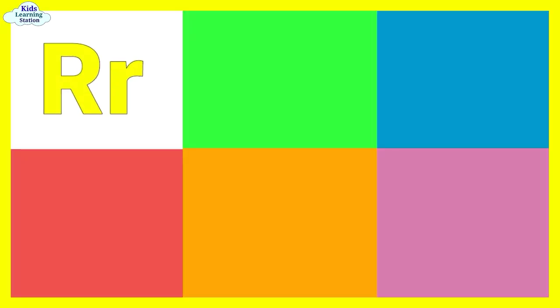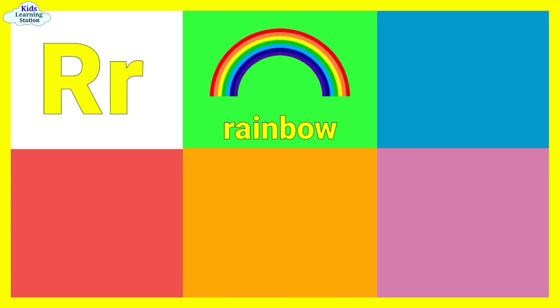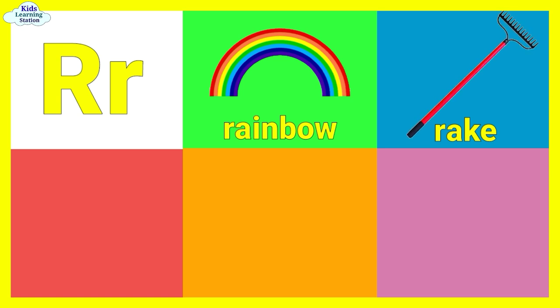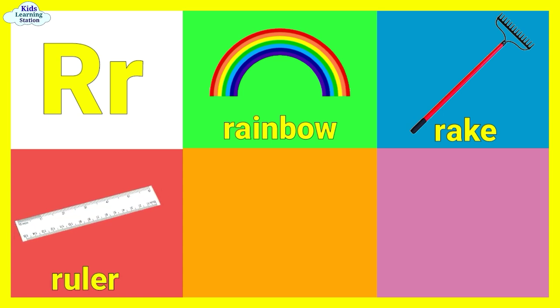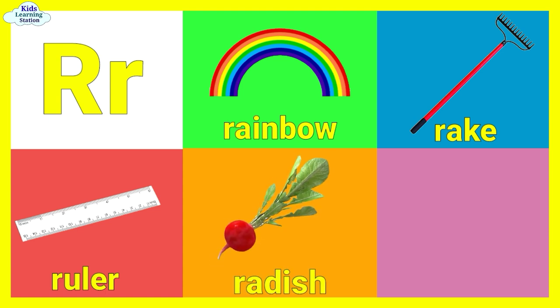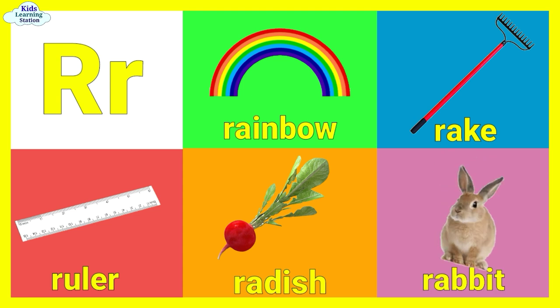R is for rainbow. Rainbow. Rake. Ruler. Radish. Rabbit.